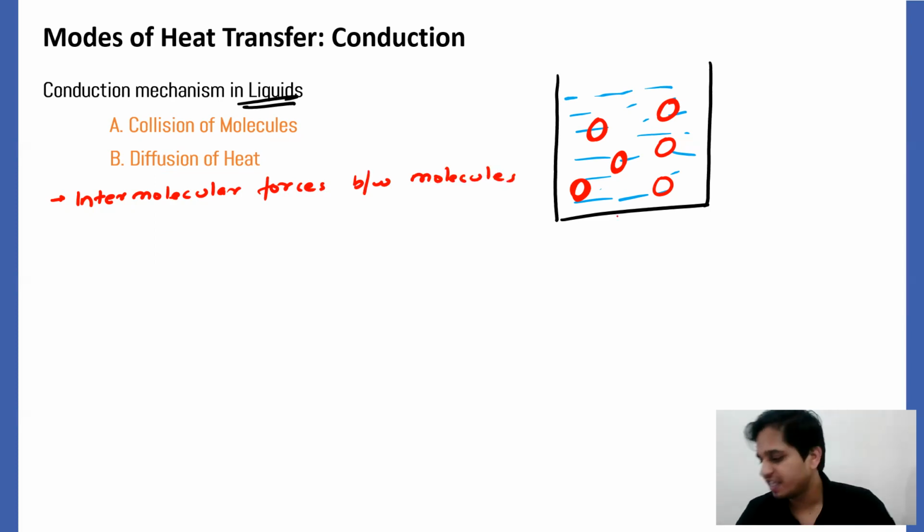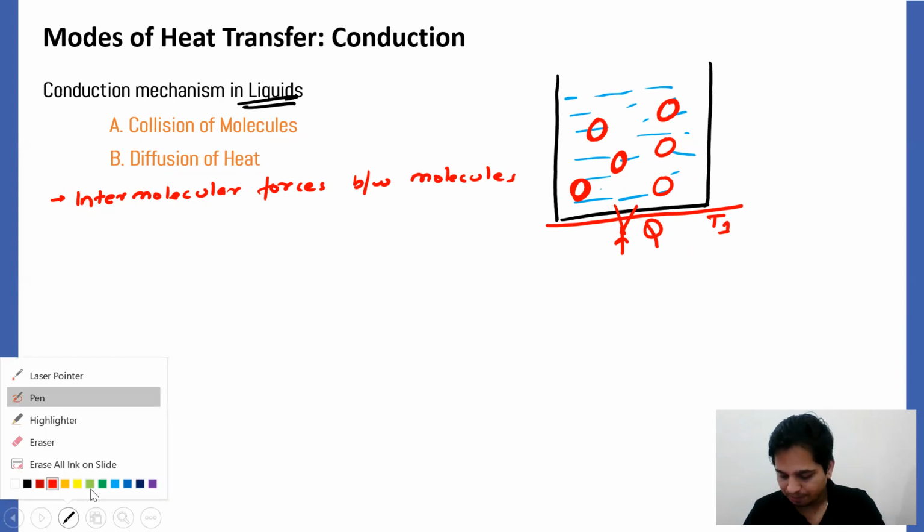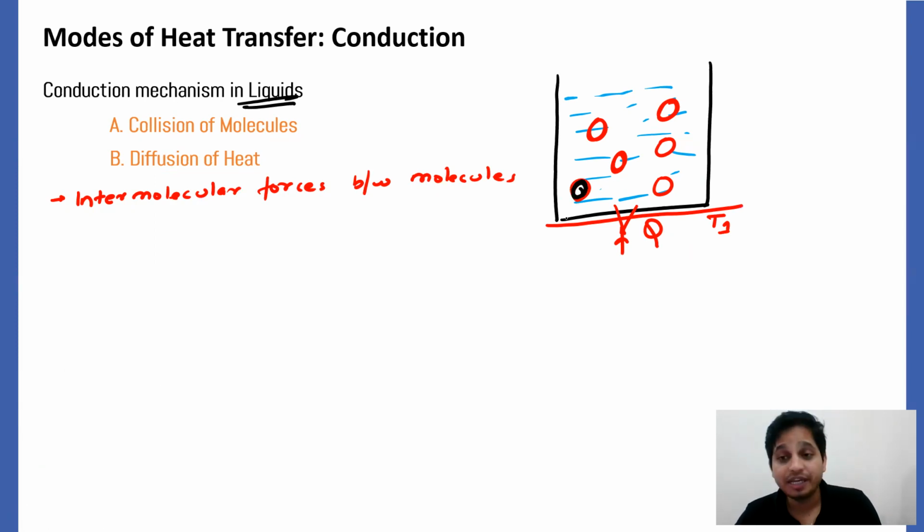Now what will happen? Let's say you start a fire here. You are giving heat by applying fire. So this side will be at a higher temperature T1. Now the first molecule will take some heat. Its energy state is going to increase and it is going to move and collide with another molecule. Similarly, that one will take some heat and collide with this one or this one. So the first phenomenon by absorbing heat is that molecules are moving and colliding with each other. The first phenomenon is collision of molecules.